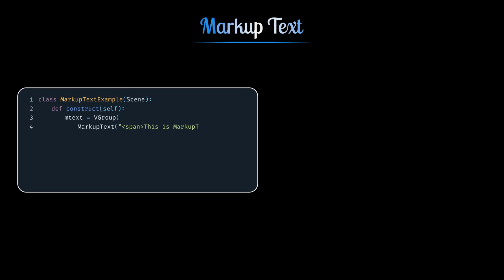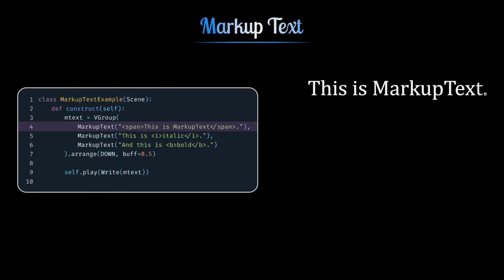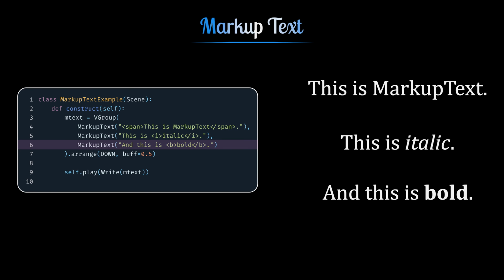Here's a basic example of using MarkupText. In line 4, we can see a basic markup format to render MarkupText. If you surround any word with the I tag, it will render it in the italic style as shown in line 5. And to make the text bold, we can surround the word with the B tag as demonstrated in line 6.